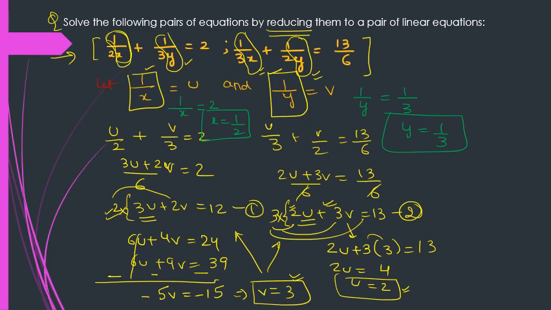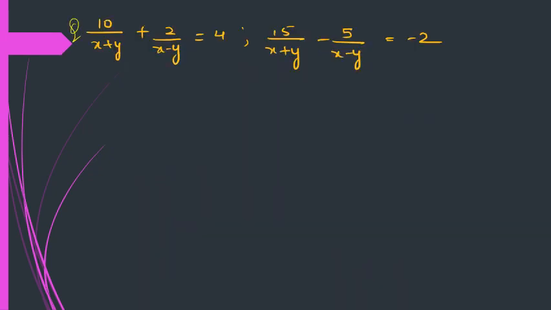Hope you have understood. Let's take up another example. Here in this question again we have to solve for the x and y variables, but as you can see, 1 by x plus y is there and 1 by x minus y is there in both of the equations. So let's assume that there are some other variables. You can simplify it as well, so we will do it in a bit.